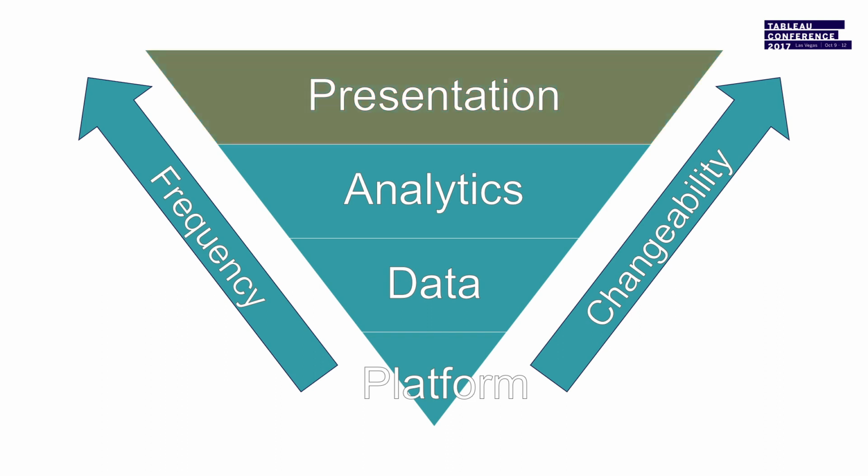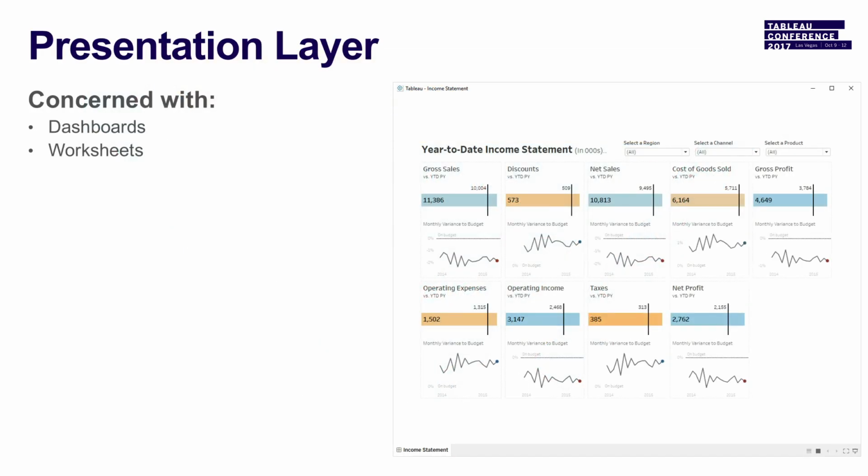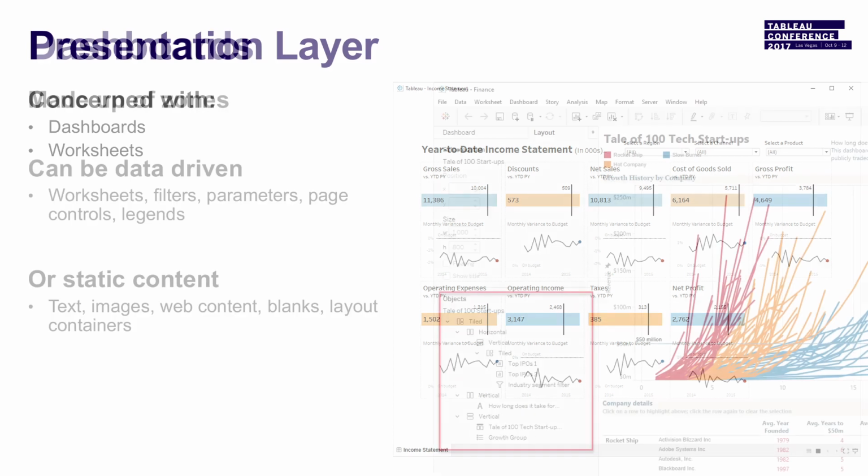So, if we come back to this model here, let's have a look at each of these layers in turn and start to talk about them in a little bit more detail. So the first layer is the presentation layer. And at this point, we're really concerned with the dashboards and the worksheets. So this is the visual layer of our dashboard over here. This is a nice dashboard that we're looking at here.